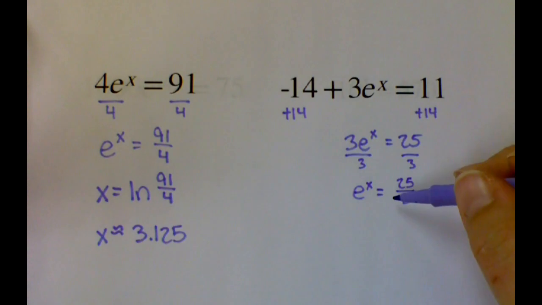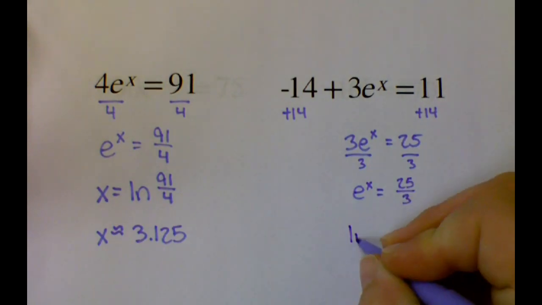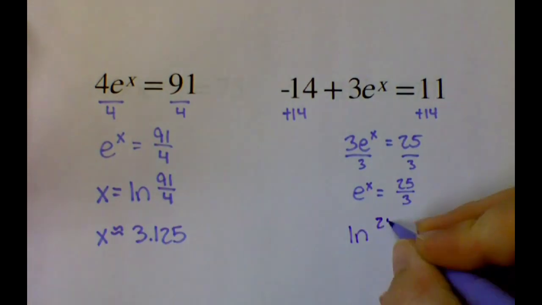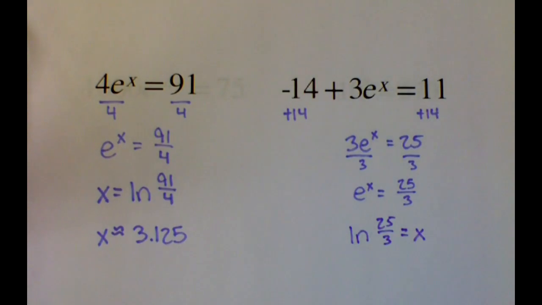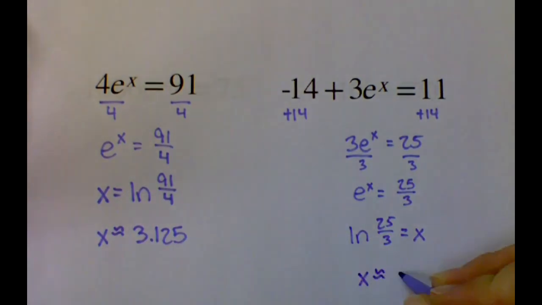Well, to undo an e to the x power, I need a natural log of what it equals. So 25 over 3 will give me the exponent. Now I use my calculator. Natural log of 25 over 3. X is approximately 2.120.